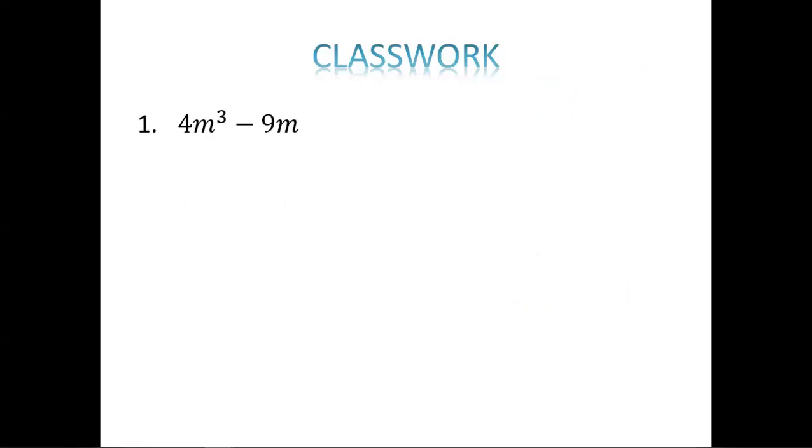When you look at this, you'll realize that I have a common variable, which is m. I will just take that out as a common factor, and then I'm left with a difference of two squares, which will be 2m minus 3 and 2m plus 3.